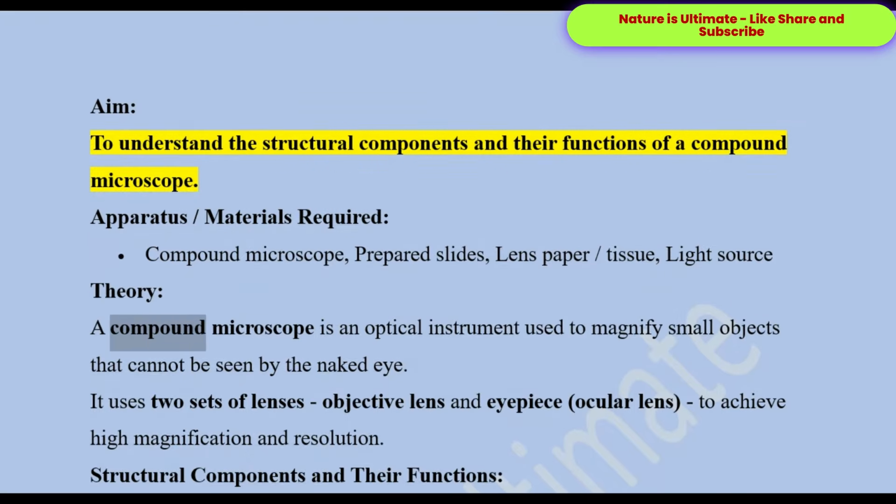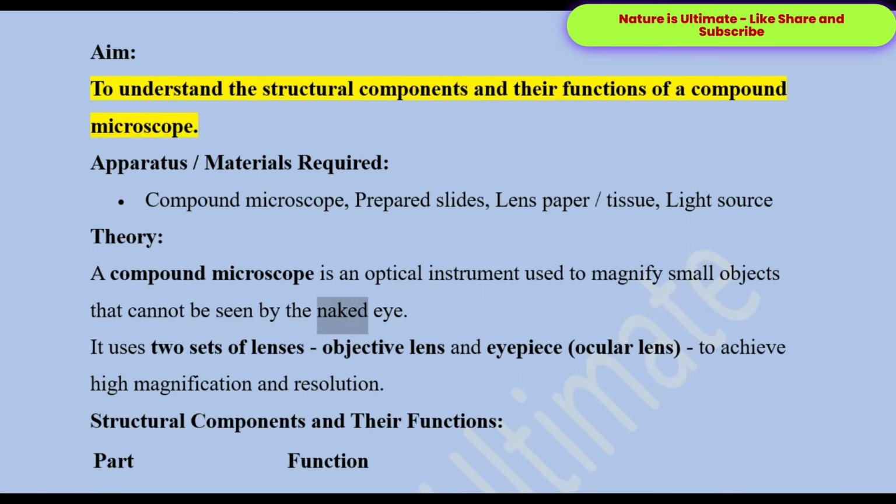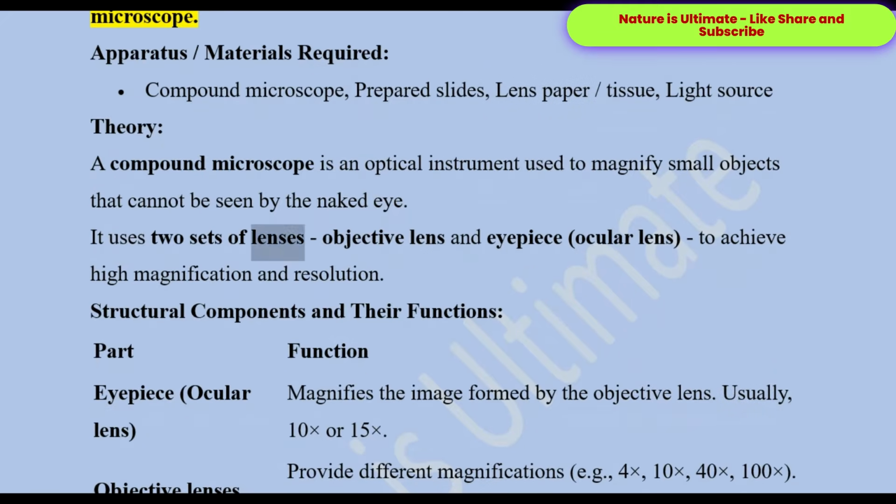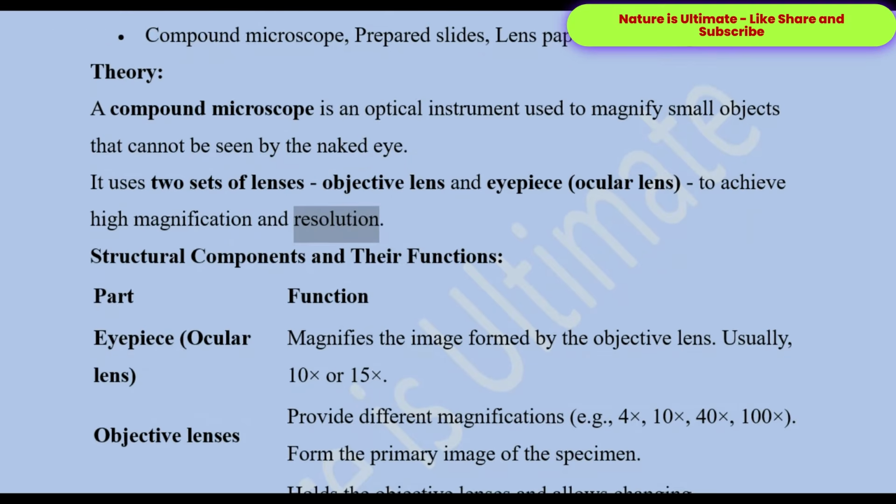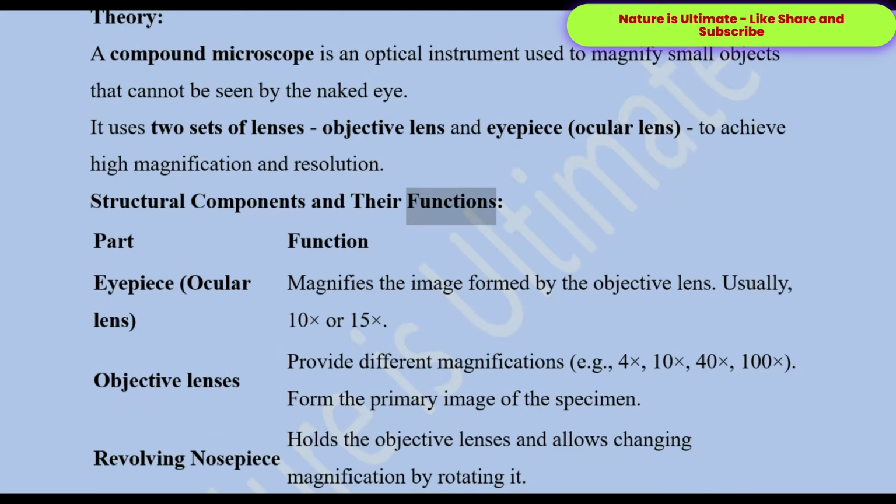Theory: A compound microscope is an optical instrument used to magnify small objects that cannot be seen by the naked eye. It uses two sets of lenses, the objective lens and the eyepiece (ocular lens), to achieve high magnification and resolution. Structural components and their functions.